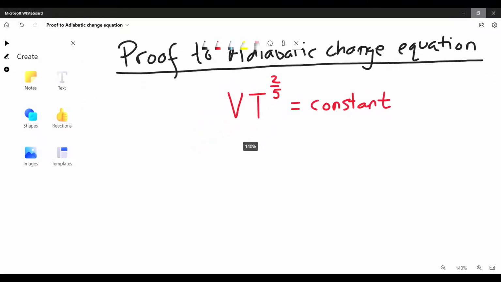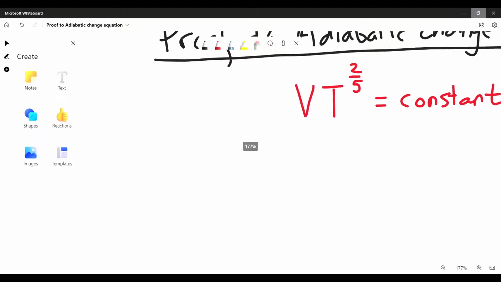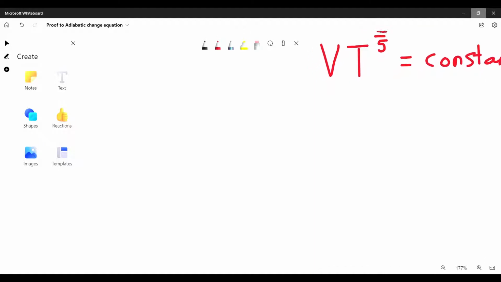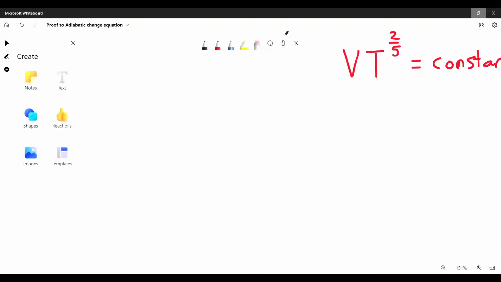But how do we actually get to this? I've always wondered how we do. But I want to share with you a very simple proof that includes some basic calculus, some basic integration, and the first law of thermodynamics, of course. So to begin, we can start off by looking at the first law of thermodynamics and what an adiabatic change really is.